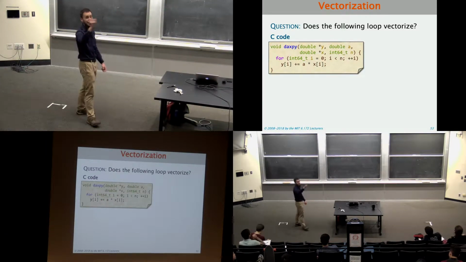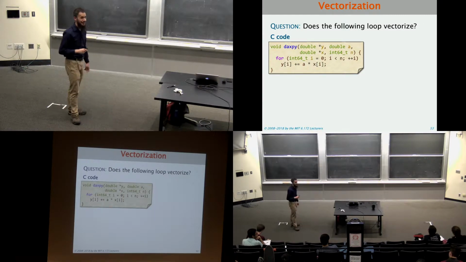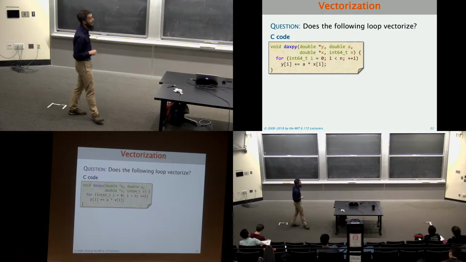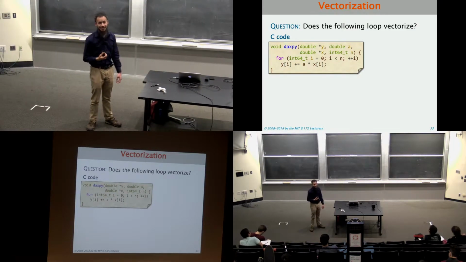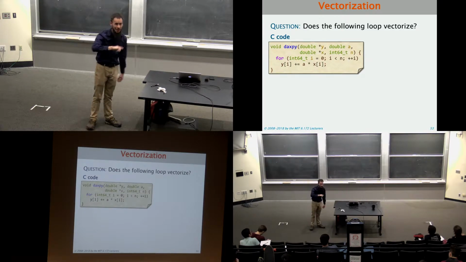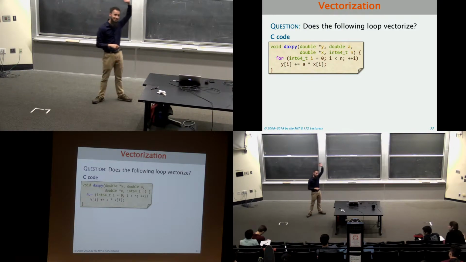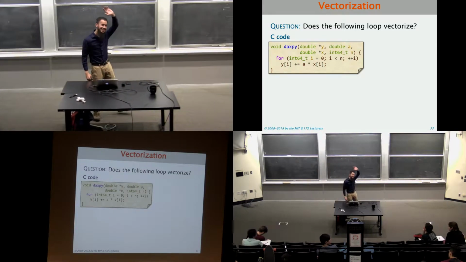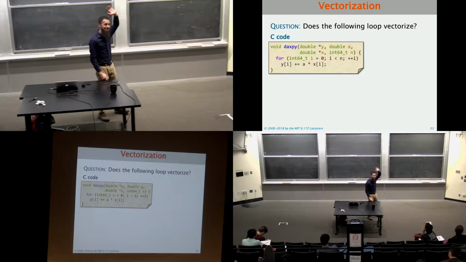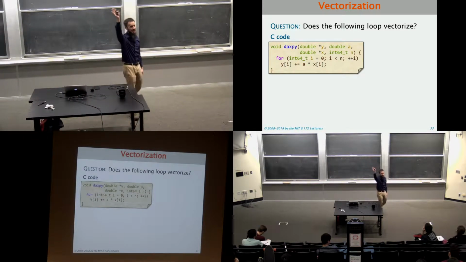So does the loop vectorize? Yes? Well, y and x could overlap, and there's no information about whether or not they overlap. So do they vectorize? We have a vote for no. Anyone think that does vectorize? You made a very convincing argument. Everyone believes that this loop does not vectorize.